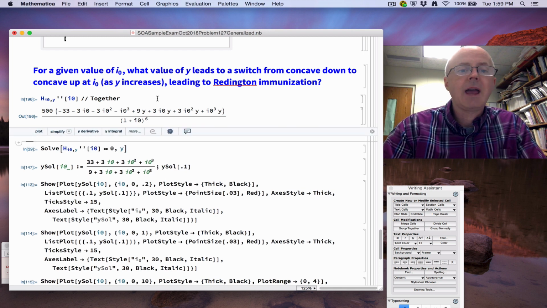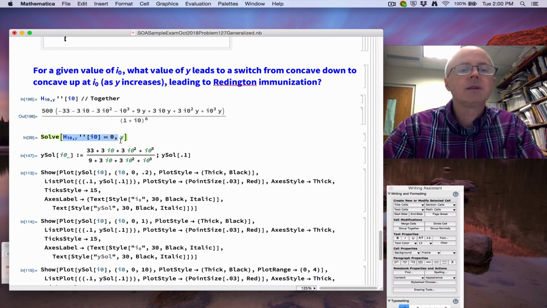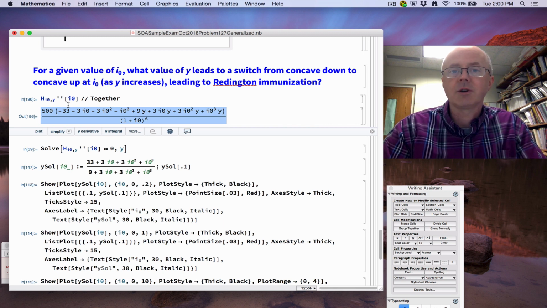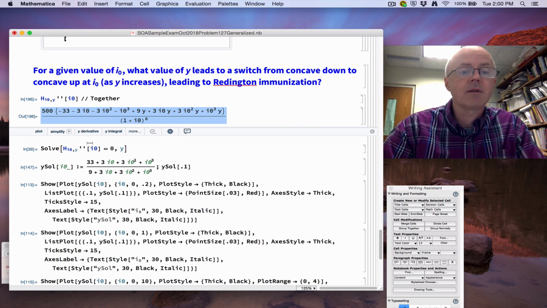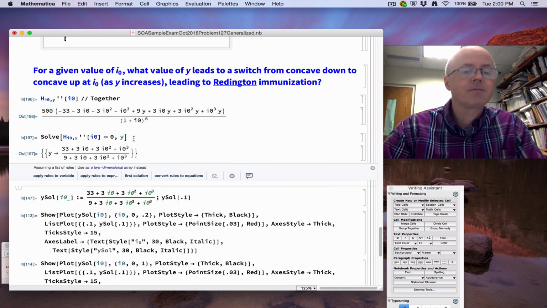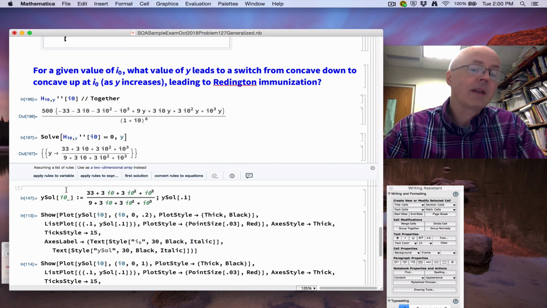I could try to do this by hand. I could find that second derivative. I could set it equal to 0 and solve for y, and it's actually not too hard to solve for by hand because look at that formula as a function of y. That's linear. That's really easy to solve for y, actually. I0 is in there in a complicated way, but solving for y is definitely doable by hand. Here's what you get.